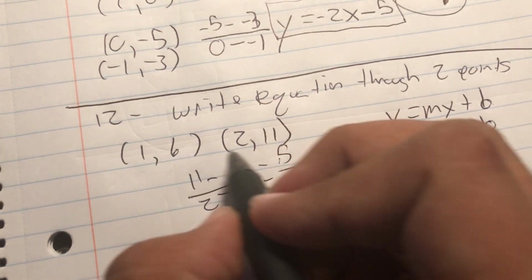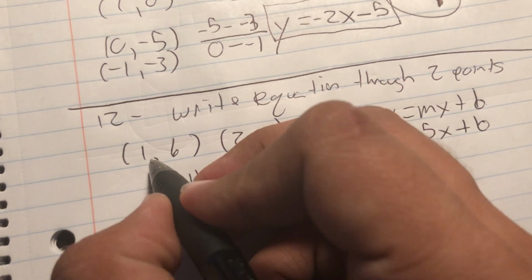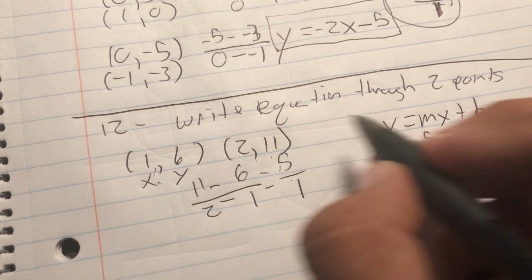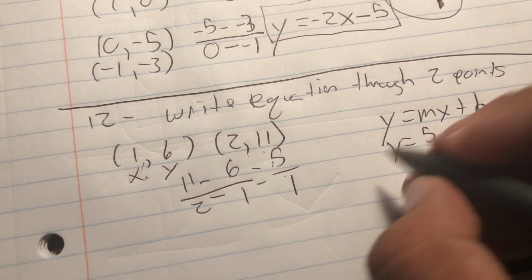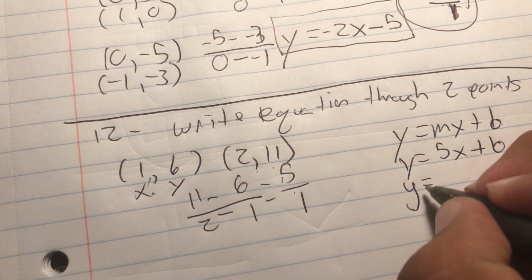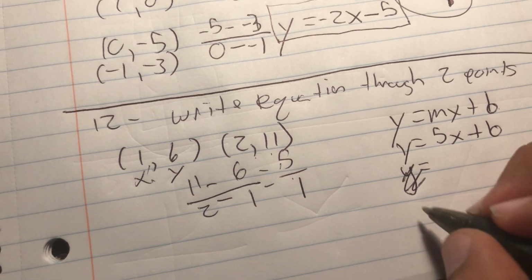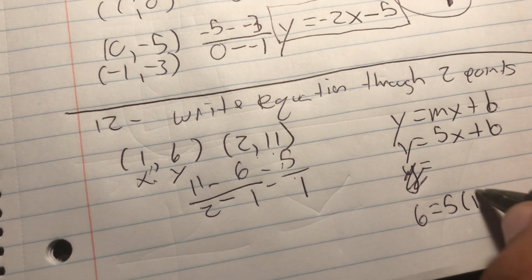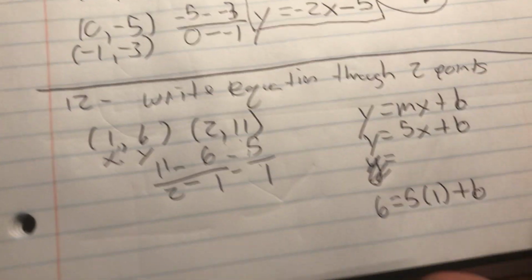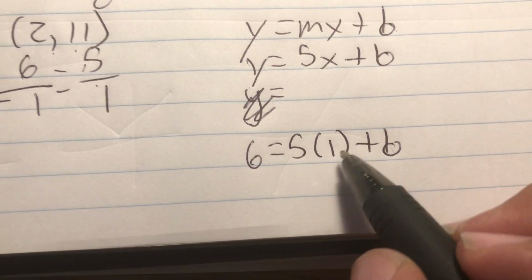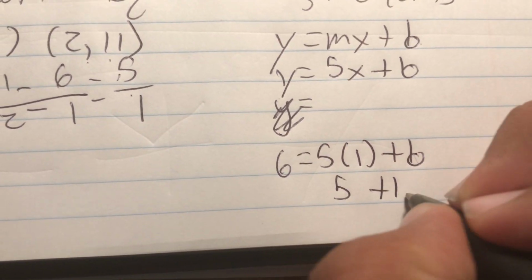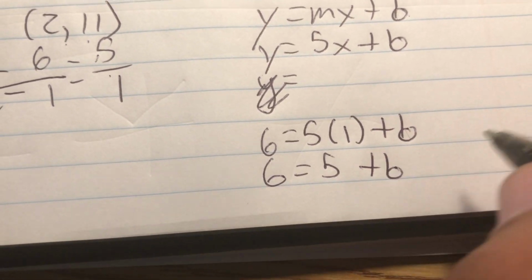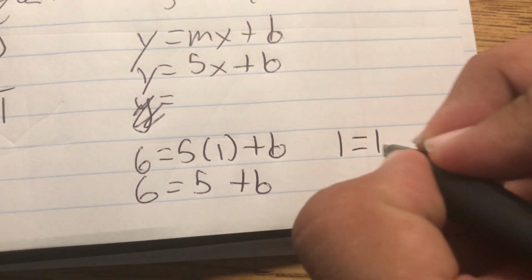So what we're going to do is choose one of these 2 points. I'm going to choose this one, and I'm going to put it in the equation. So the x is going to go where the x goes, and the y is going to go where the y is. So now it's going to read like this. That was messed up. Y, which is 6, equals 5 times x, which is 1, plus b. So 5 times 1 is just 5. And that'll just stay plus b, and that'll stay just 6. So subtract 5 on both sides, and your answer is going to be 1 equals b.